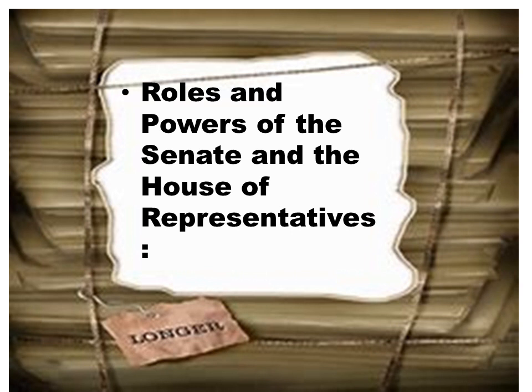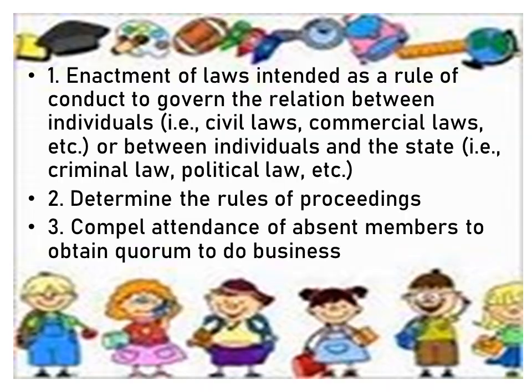And now, we are going to tackle the rules and powers of the Senate and the House of Representatives. The first one is the enactment of laws intended as a rule of conduct to govern the relation between individuals, like civil laws, commercial laws, etc., or between individuals and the Senate, the criminal law and the political law, etc. The second one is to determine the rules of proceeding, and the third one is to compel attendance of absent members to obtain quorum to do business.